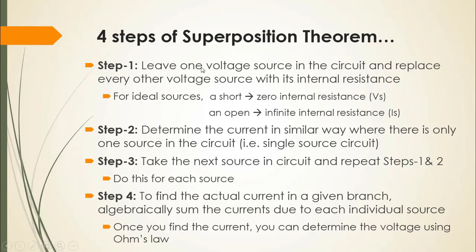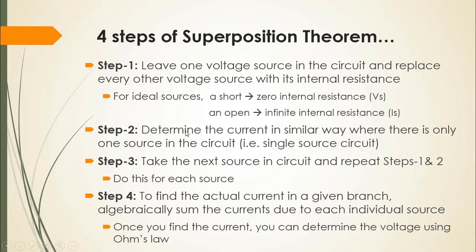Step 1. Leave one voltage source in the circuit and replace every other voltage source with its internal resistance. As discussed earlier, we have to leave one voltage source in the circuit while the other voltage sources are replaced by their internal resistances. For ideal sources, a short represents zero internal resistance for a voltage source, while an open represents infinite internal resistance for the current source.